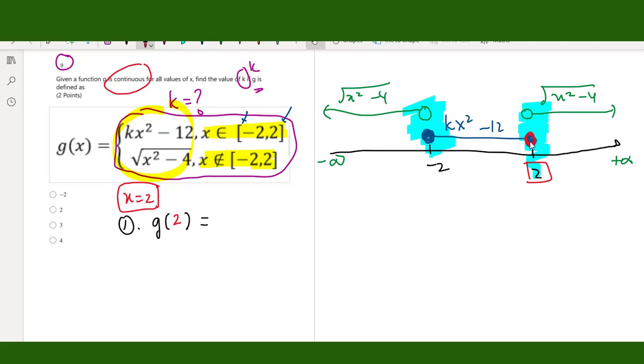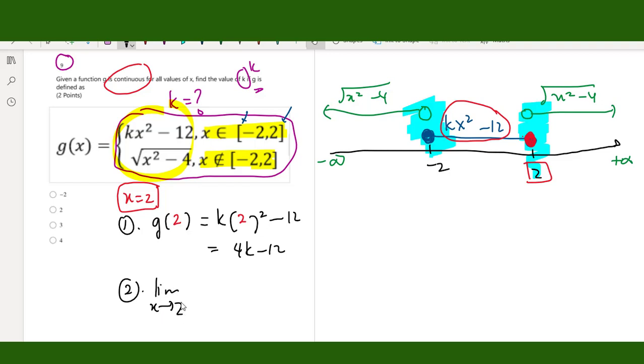So for g of 2, consider this point. The circle lies here, so we choose the function kx squared minus 12. So x is equal to 2. Substitute and simplify: 4k minus 12. That is one of the values we can see. The second step: find the limit.